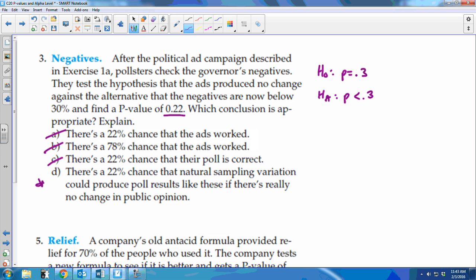On the homework tonight, that's what you're going to practice at the beginning, is how to write a p-value. Do you have to have it as wordy as this? No. But that's what it's saying. 22% chance that we could produce a sample that had similar results if there's really no change in public opinion, if the null hypothesis is true.